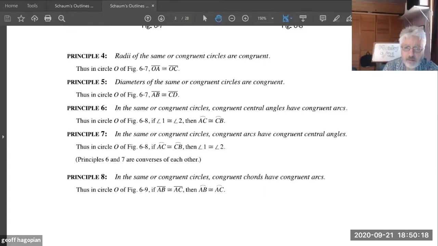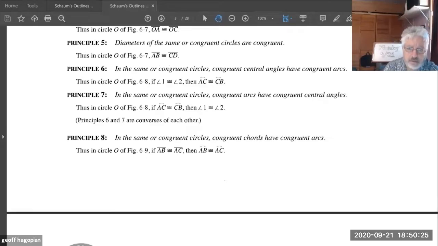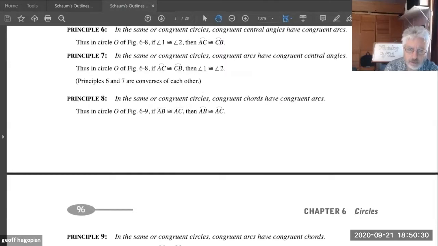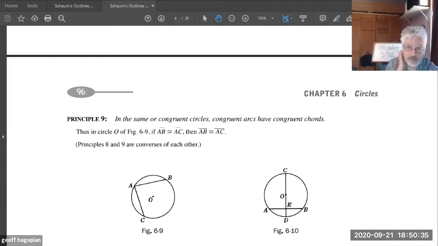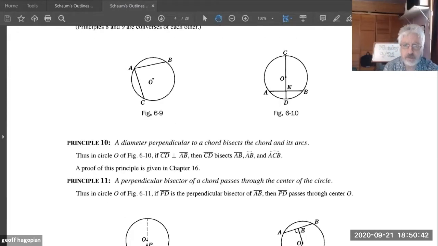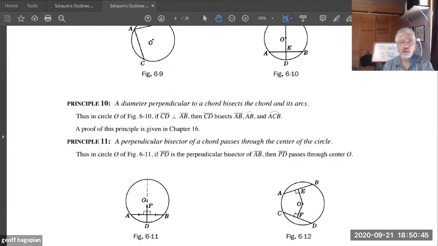Principle 8, in the same or congruent circles, congruent chords have congruent arcs. Yeah. So if the chords are equal in a congruent circle, then so are the arcs. If it's not a congruent circle, then all bets are off there, right? Principle 9, in the same or congruent circles, congruent arcs have congruent chords. So that's sort of the converse of 8, right? So 10, a diameter perpendicular to a chord bisects the chord and its arcs. All right, now we're getting to one that maybe deserves a proof, right?